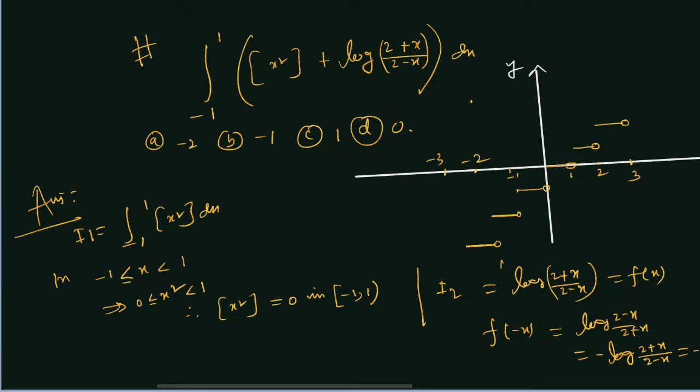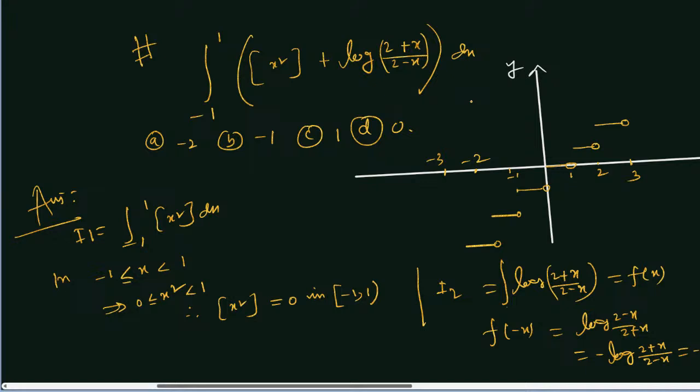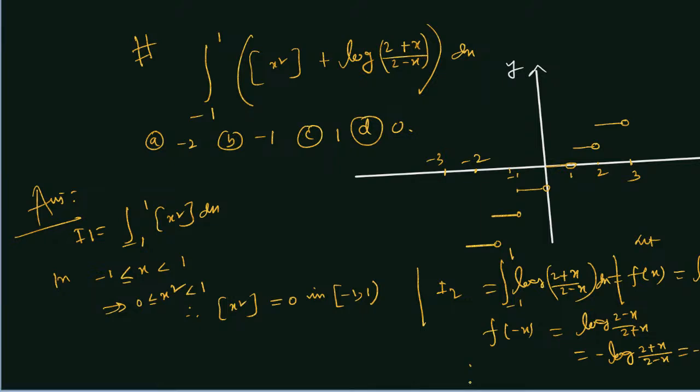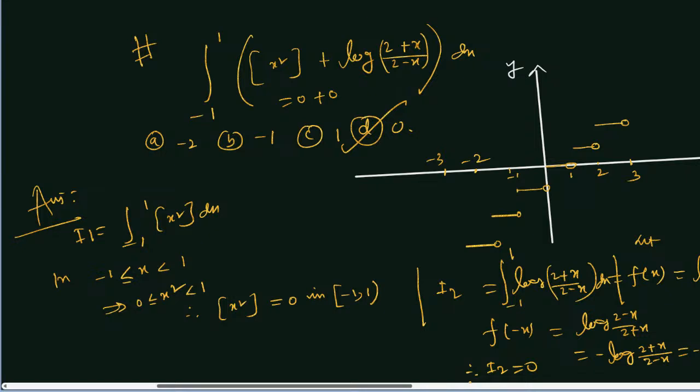So I2 integrand is what? Minus 1 to 1 this thing. We have taken f(x) equal to this thing. We have proved f(x) is odd. So the result of I2 will be what? So finally this is 0, this is 0, and this is correct. Isn't it?